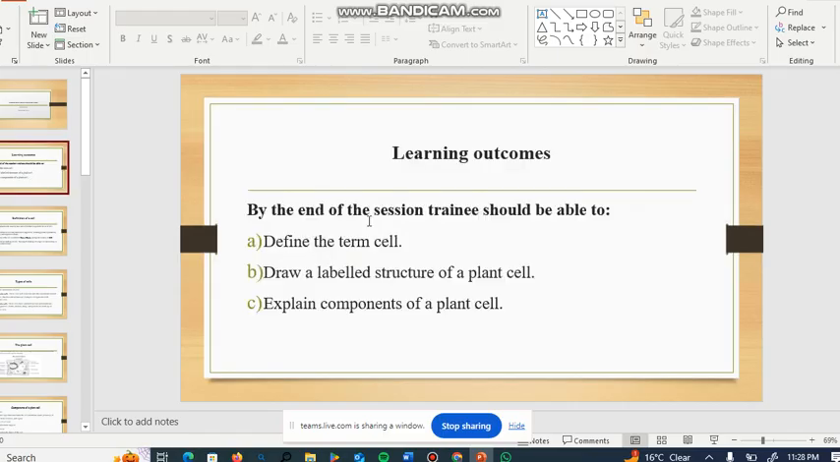Our today's learning outcomes are: the first one, you should be able to define the term cell. You draw and label the structure of a plant cell. And the last one, you should be able to explain the components of a plant cell.